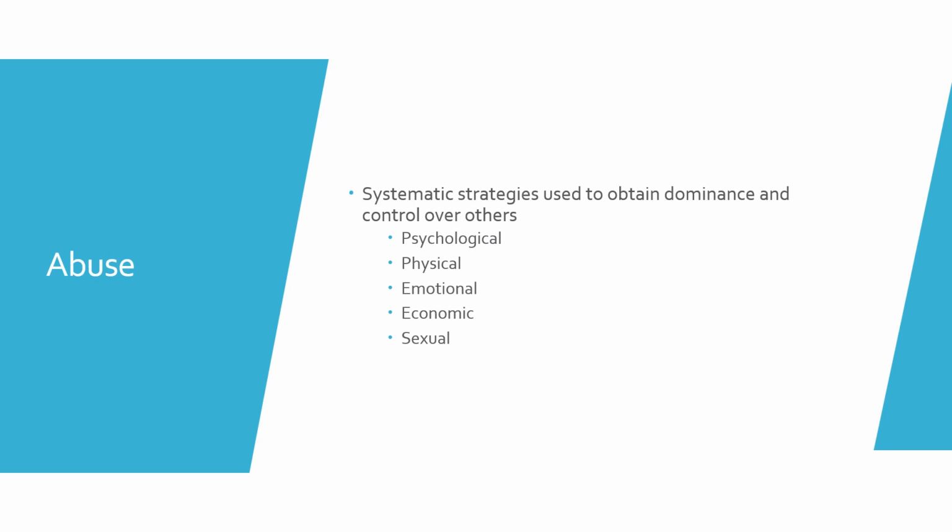So abuse, aggression, and violence can have a significant influence on a person's life. Clients experiencing abuse, aggression, or violence can develop mental health disorders as well as being subjected to physical trauma. So you can see some of the systematic strategies used to obtain dominance and control over others, which we would consider abuse, and that can be performed psychologically, physically, emotionally, economically, or even sexually.